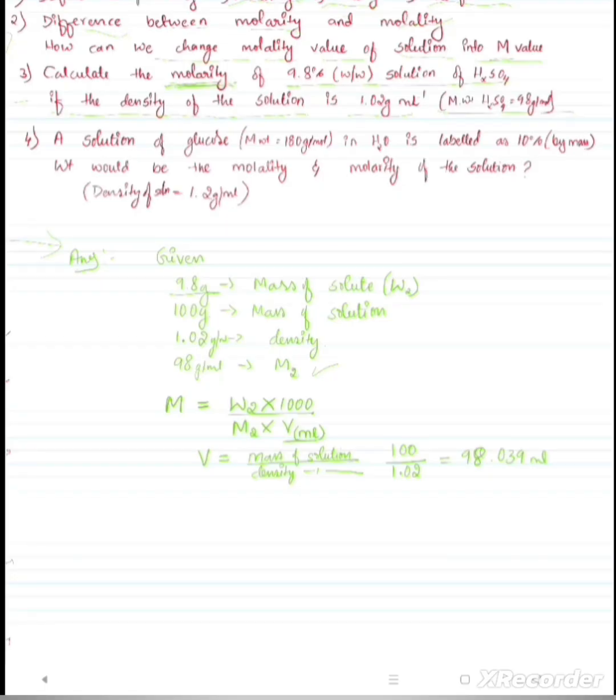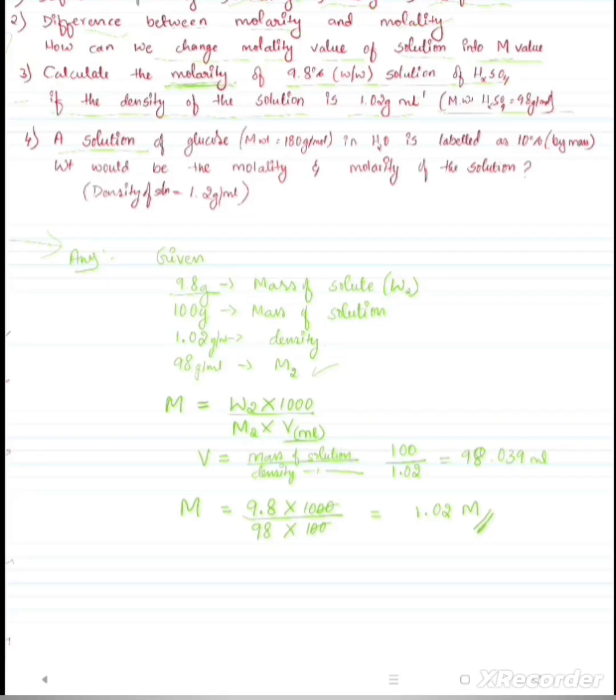We can apply the values: M is equal to W2 value, 9.8, into 1000, divided by M2 value, 98, into 100. So the zeros will cancel. You will get the answer as 1.02 molar. This is the answer. Okay, understood? Then next question.